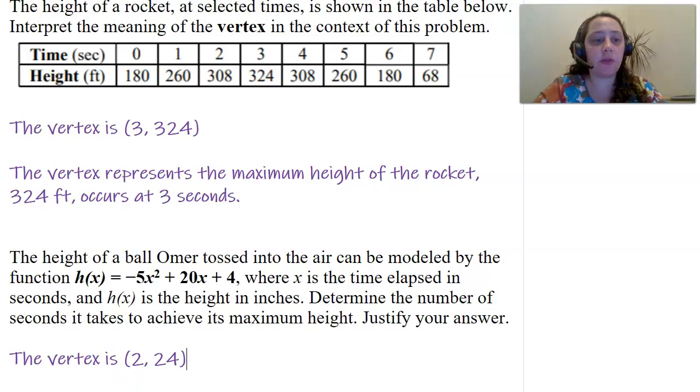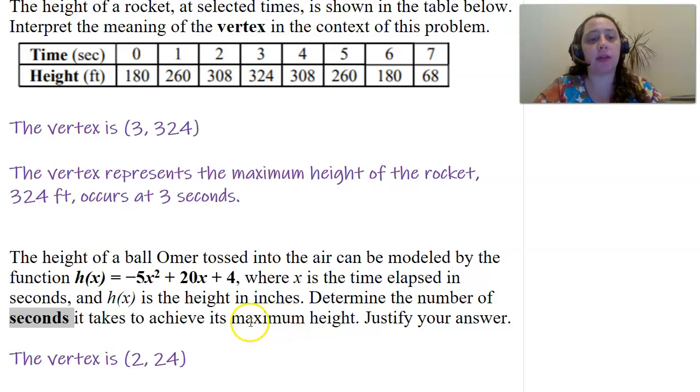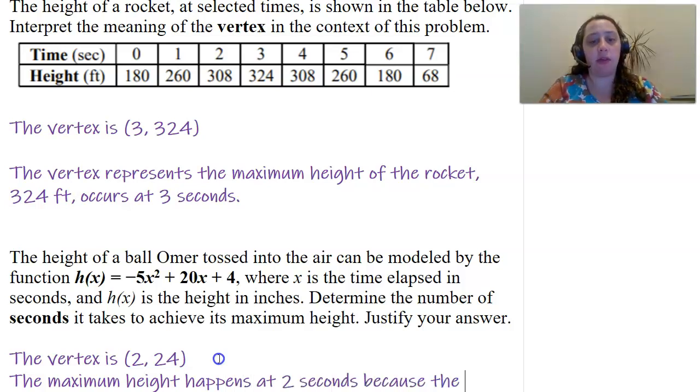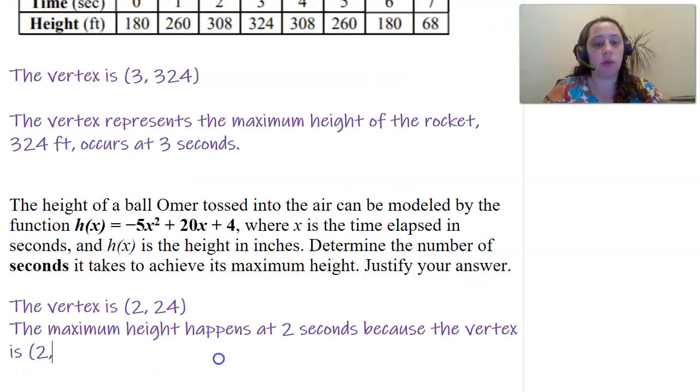Now, this is specifically asking for the number of seconds it takes to reach its maximum height. So the seconds is our x value. The x value here is 2. The maximum height happens at 2 seconds because the vertex is 224. So I only have to give the time, the 2 seconds, because that's all it's asking for. But I have to use this word because, since the question asks me to justify my answer.